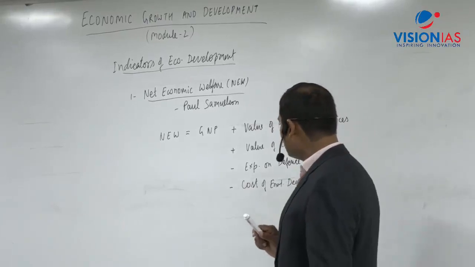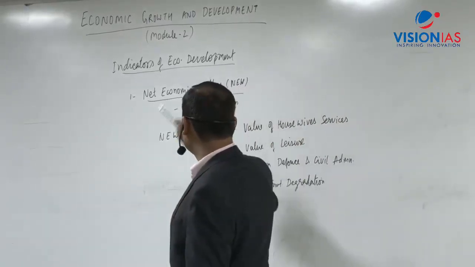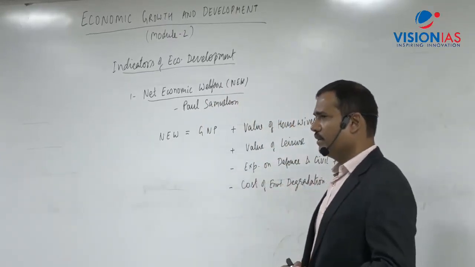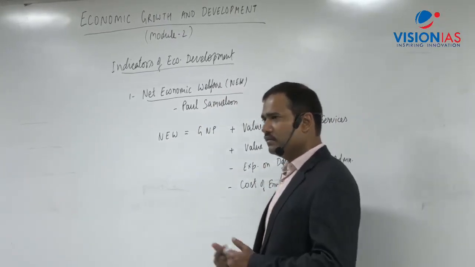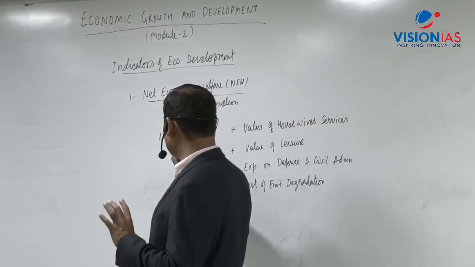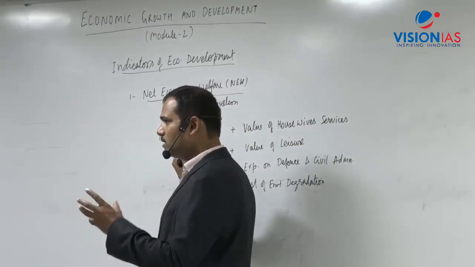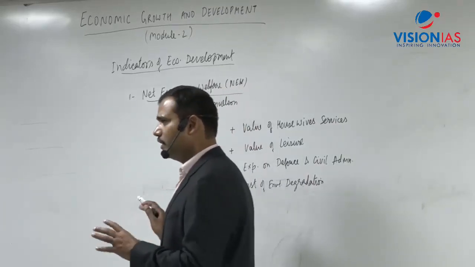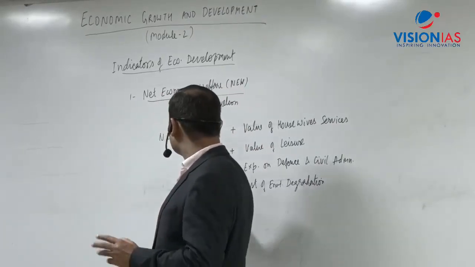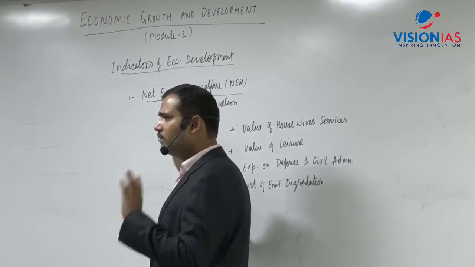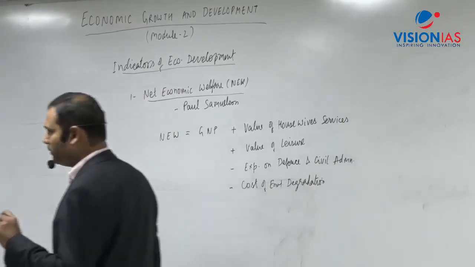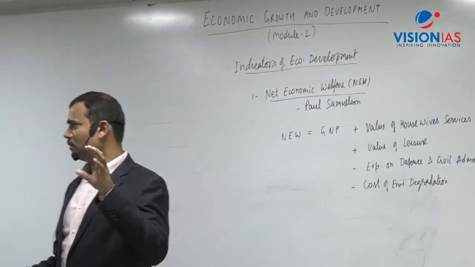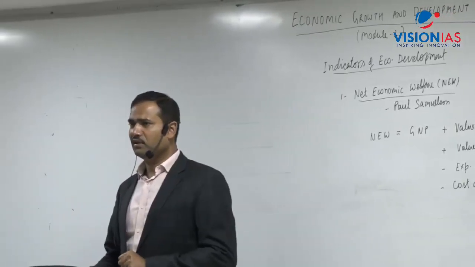Now, the question is which is a better reflector of economic development, NEW or GNP? Without any doubt, NEW is much better than GNP. But the problem is that practically it is not possible to measure. So it is just a theoretical reason. Now it is too old, so a question is not expected on this. But why have I discussed this? Because the question may be: do you think GDP or GNP is a perfect measure of economic development? Yes or no? No.